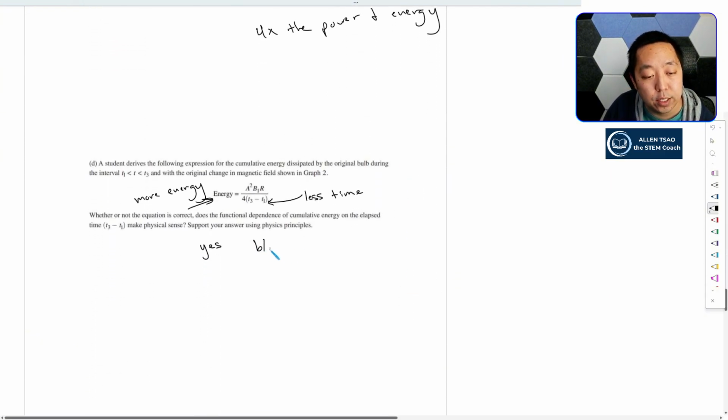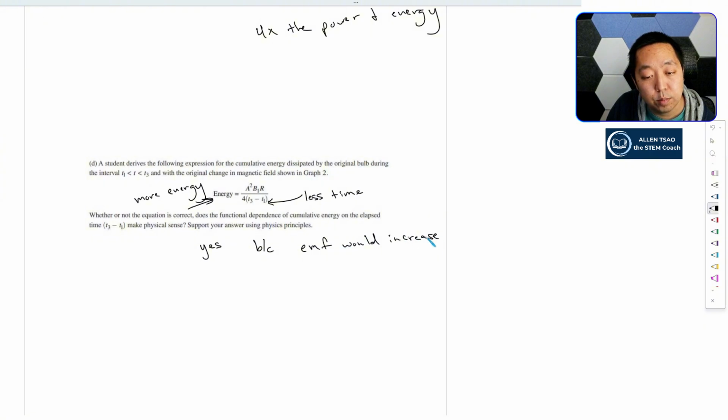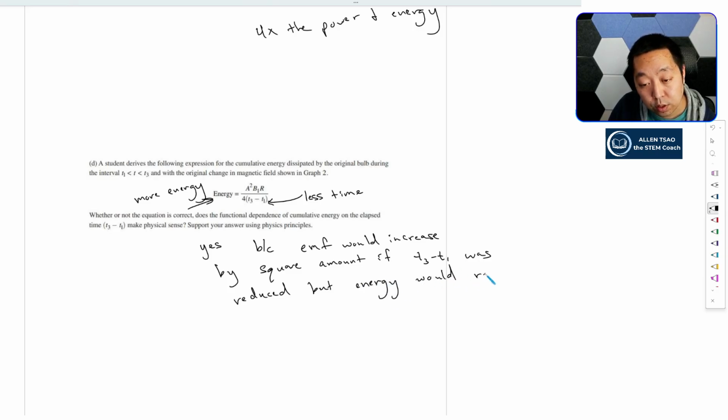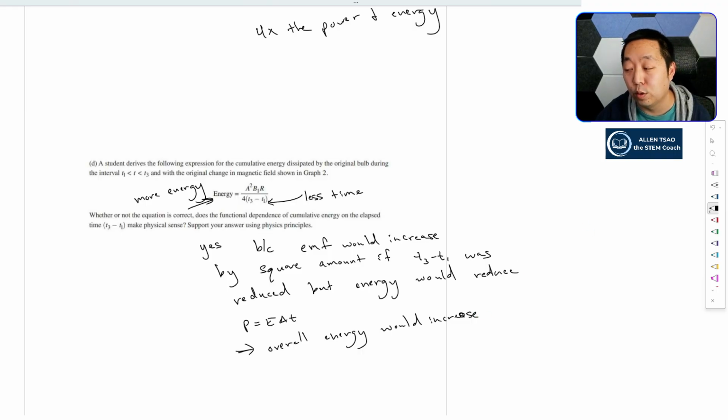Okay, yes, because the EMF would increase by a squared amount if T3 minus T1 was reduced, but the energy would reduce because energy is equal to power times the amount of time, but overall the energy would increase. Okay, so something to that effect there. All right, so that's how we handle the induced EMF. Go through those steps in that process.